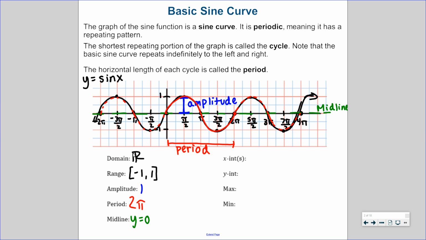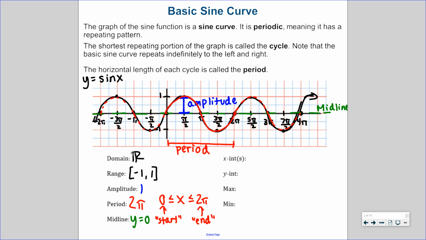All right. What else I want you to write next to your period is this little inequality here. This is a method to help you find the period every time. When you set it up like this, it will tell you where your cycle starts and where it ends. Okay, so write that in your notes. From 0 to 2 pi for the basic sine curve.